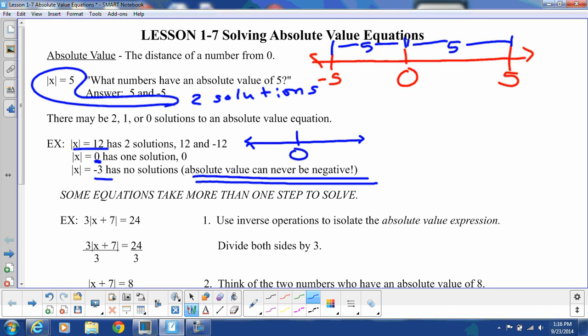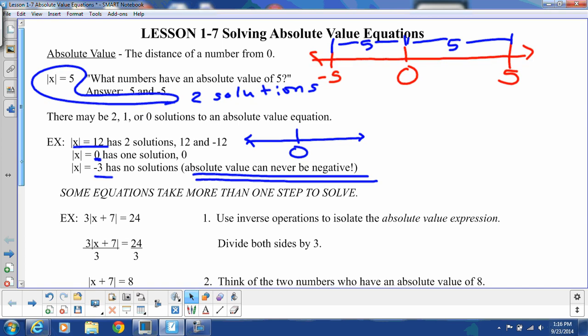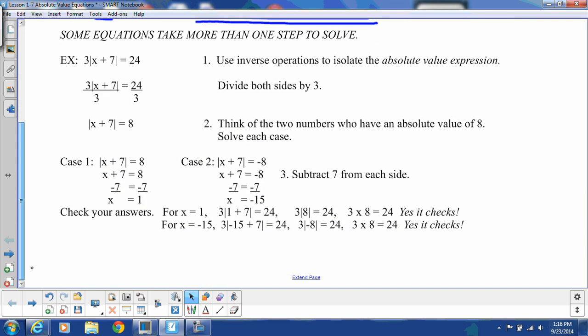Some equations take more than one step to solve. Look at the following example. We have 3 times the absolute value of x plus 7 equals 24. Well, to solve this absolute value equation, we're going to use inverse operations to isolate that absolute value expression. So think of this as some quantity, some amount. We want to get that amount by itself. To do so, we divide both sides by 3.